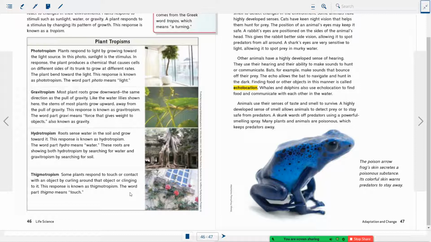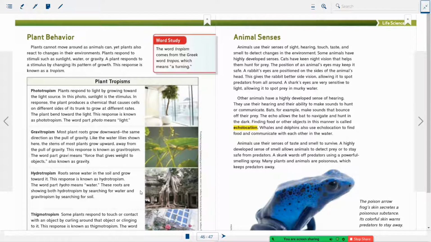Now, thigmotropism is actually a thing that a lot of you guys have seen and probably didn't notice. Some plants respond to touch or contact with an object by curling around that object or clinging to it. This response is known as thigmotropism. The word part thigmo means touch. So anytime you've walked by a wall or a pillar on a building and you've seen plants kind of climbing up the side, that's thigmotropism.